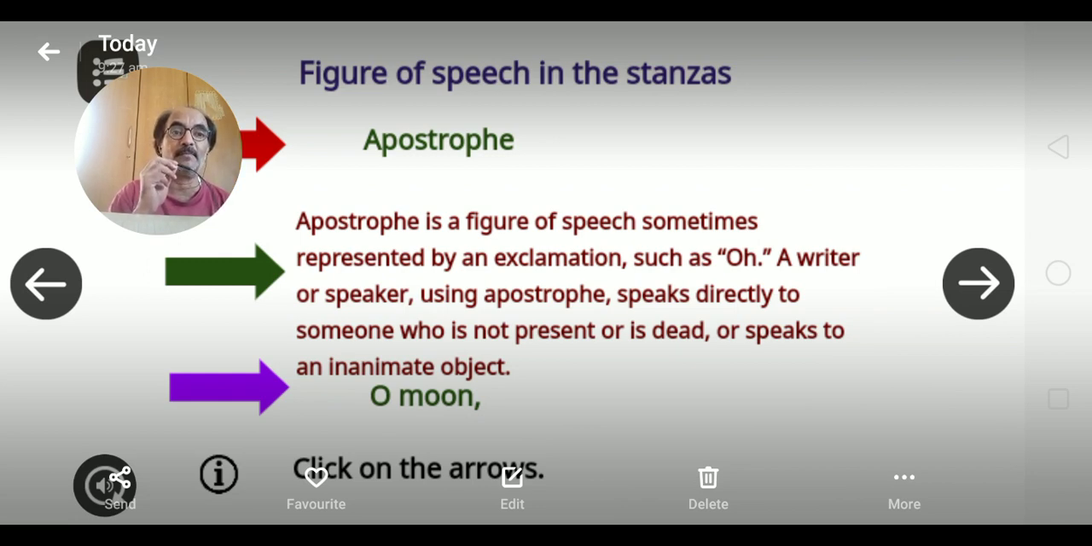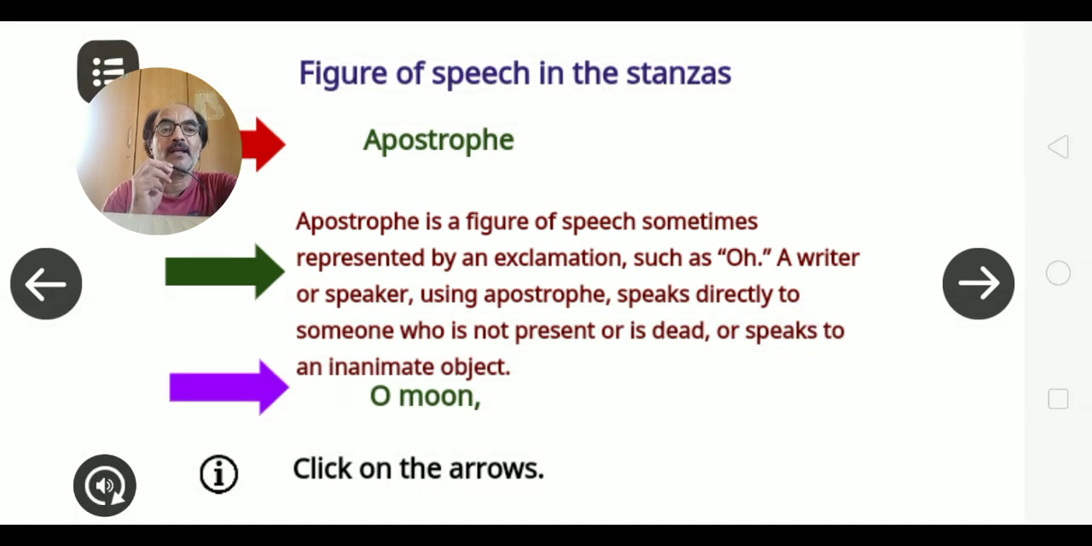In the first poem, the teenager is praying to God, that is apostrophe. Here also, the moon is an inanimate object, a non-living object, but the poet considers it as a human being and speaks with the moon. So such a figure of speech is called apostrophe.